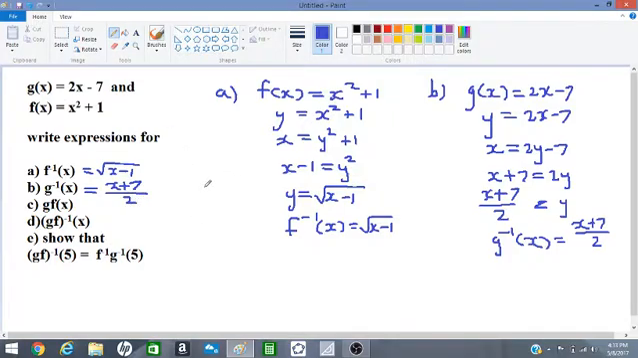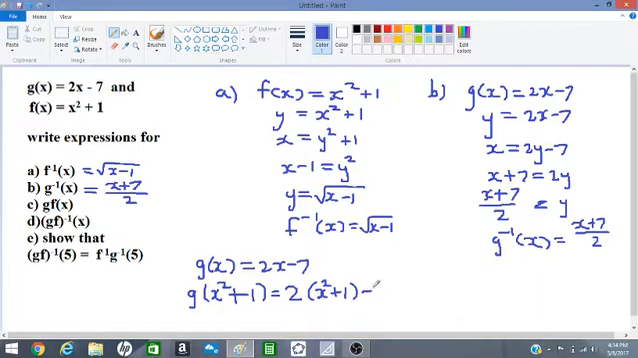Okay, let's move on to the next part, g of f of x. So g of f of x, we start with g of x being equal to 2x minus 7. And now we put f of x in, what I'm circling here will come over the x's in the bracket. So we'll have g of x squared plus 1, which will be 2 times, now the x must change into x squared plus 1, minus 7.